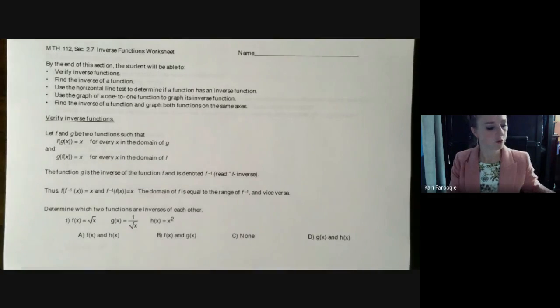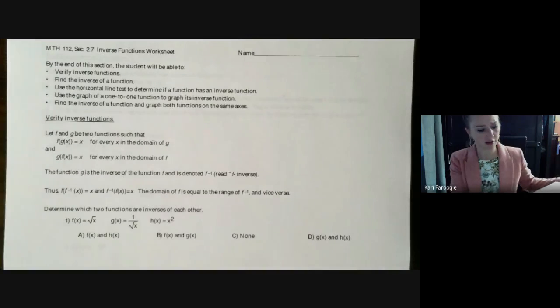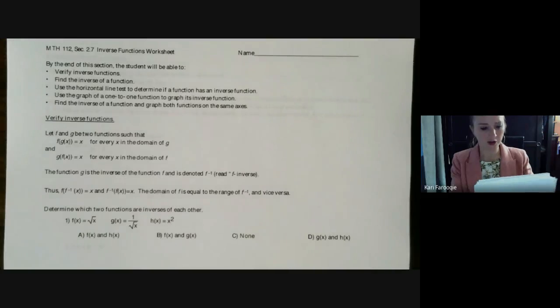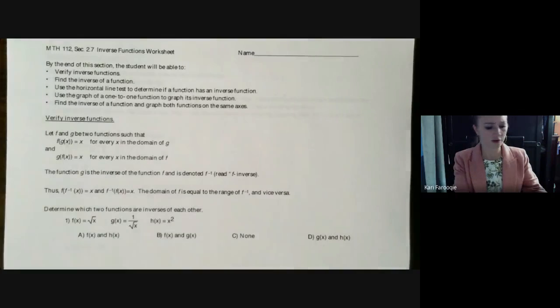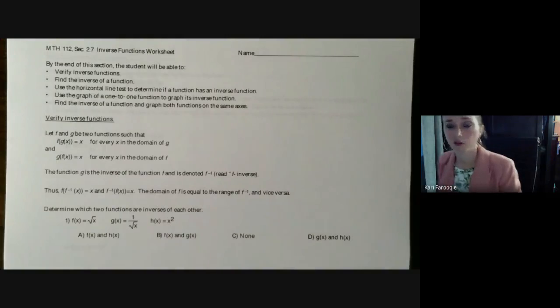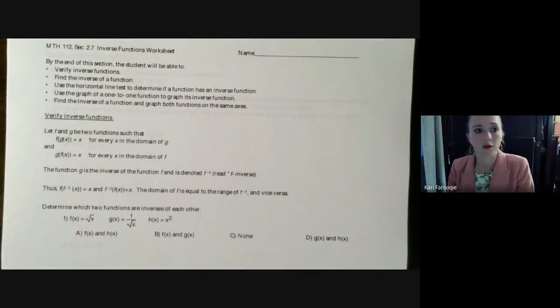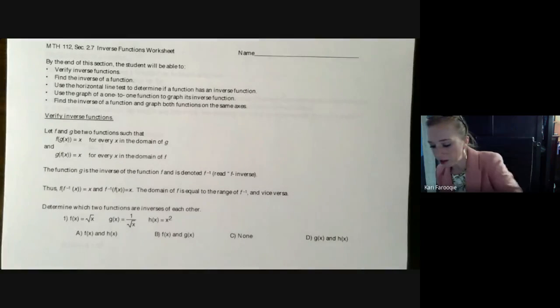Some students really love 2.7. I always really enjoyed 2.7. And for some reason, the process for finding an inverse function is very intuitive for students. They don't forget it. I don't know why. There's something about it. Good stuff. What we're going to be doing here first is verifying inverse functions.